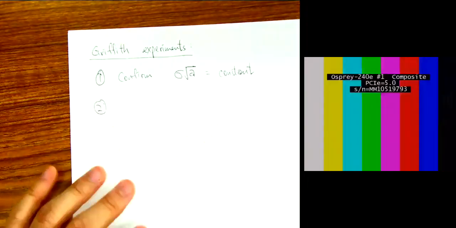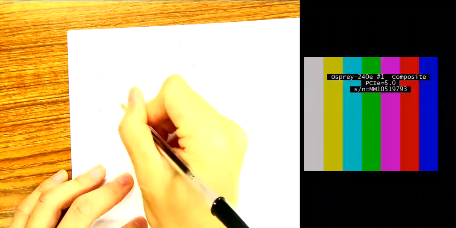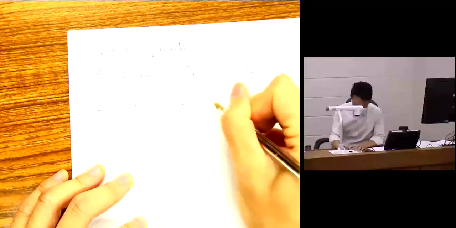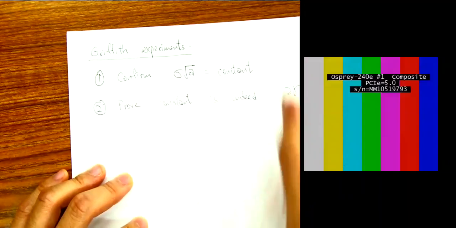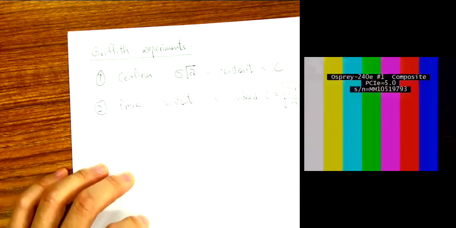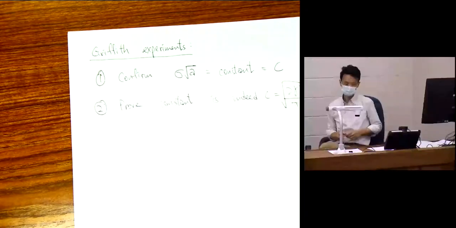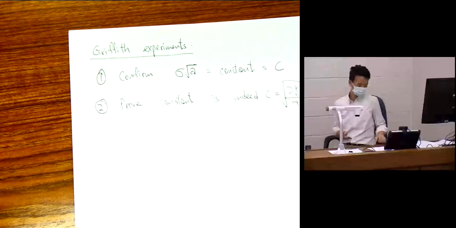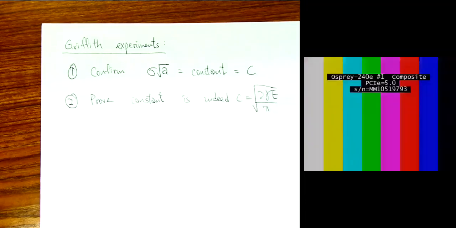Obviously, part two is to prove that the constant, so let's say C, is indeed the square root of 2 gamma E over pi. Okay, so these are the two experiments that he set out to do, right?